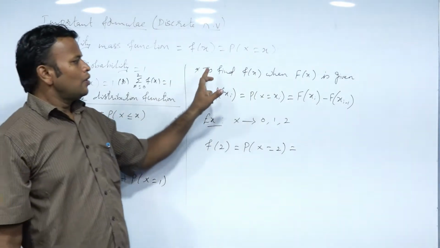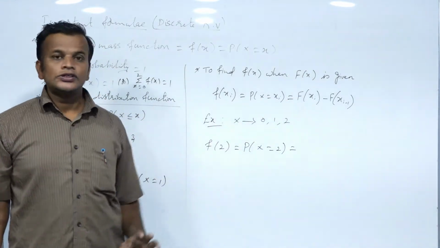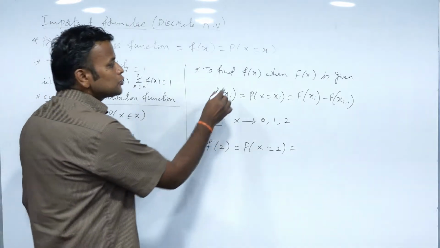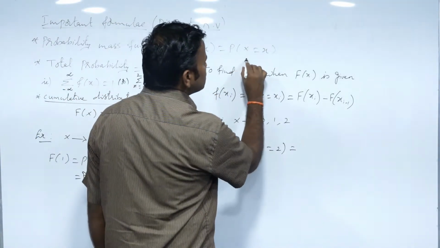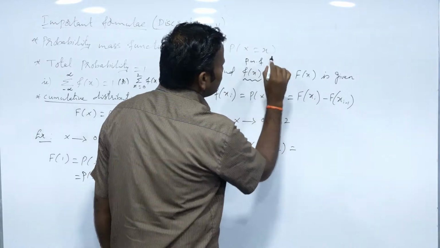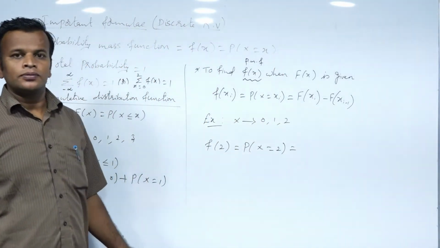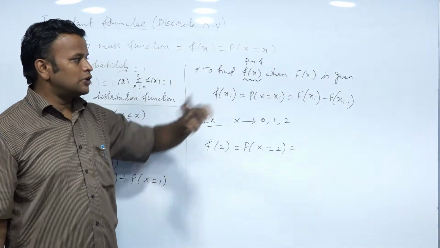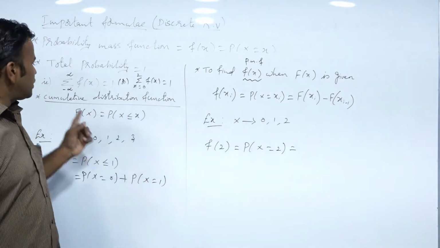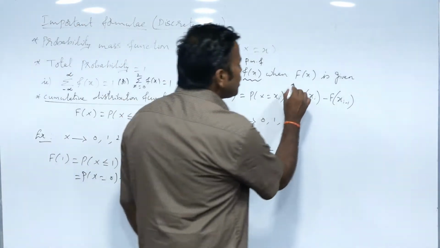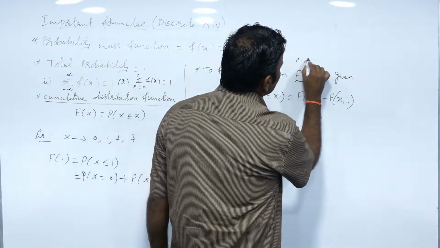And to find f of x when capital F of x is given. To find f of x, where the small f of x is a probability mass function, in shortcut form we say PMF, that is a probability mass function, when capital letter F of x, the cumulative distribution function, is given.